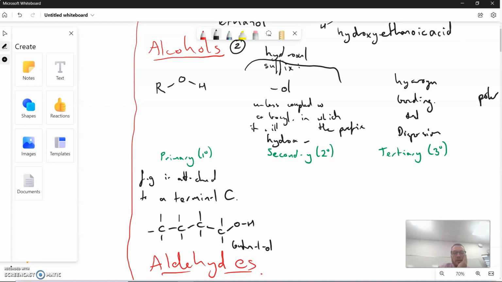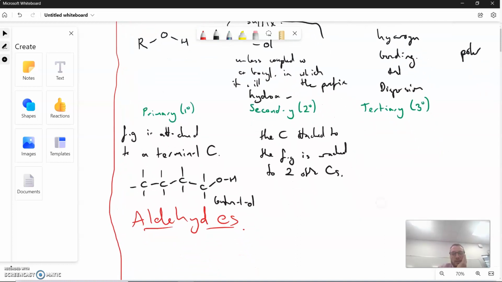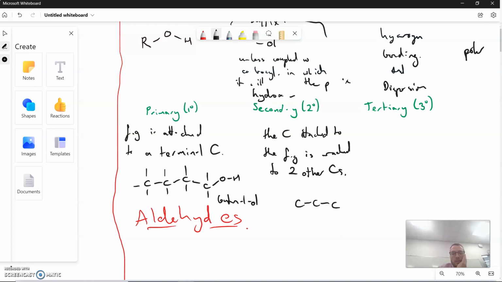Secondary alcohols: the carbon attached to the hydroxyl functional group is attached to two other carbons. That says other, by the way. Two other. So an example of that, butan-2-ol.